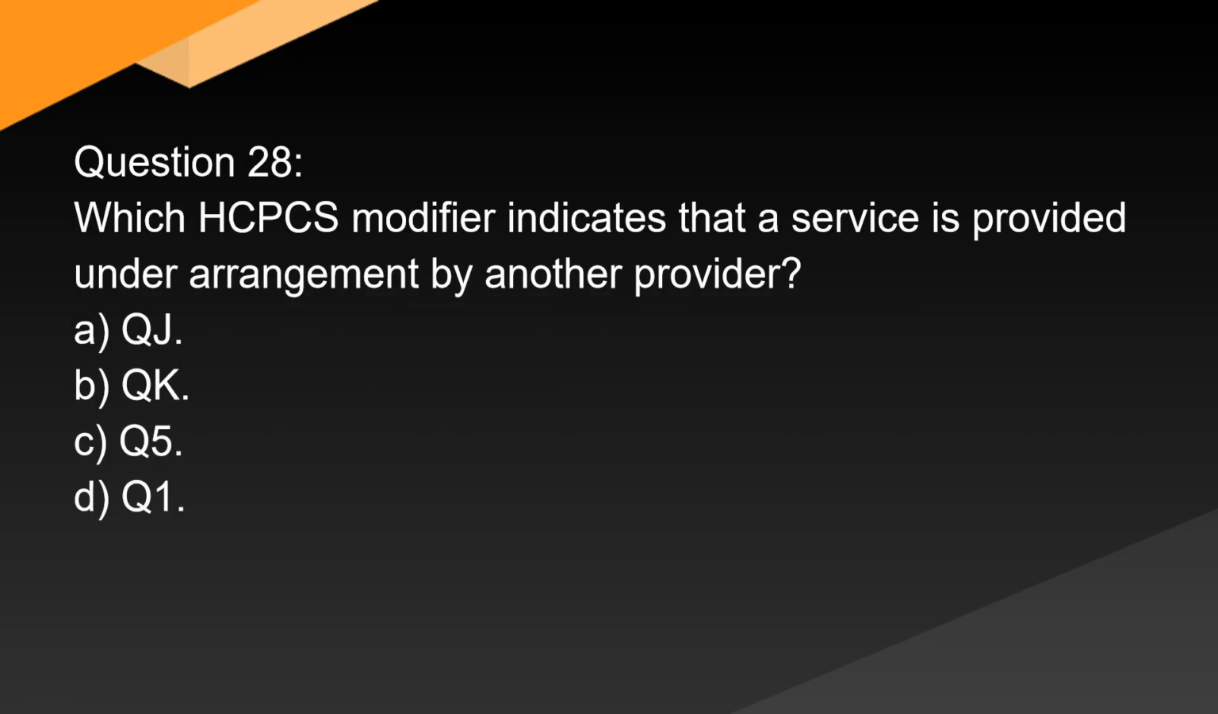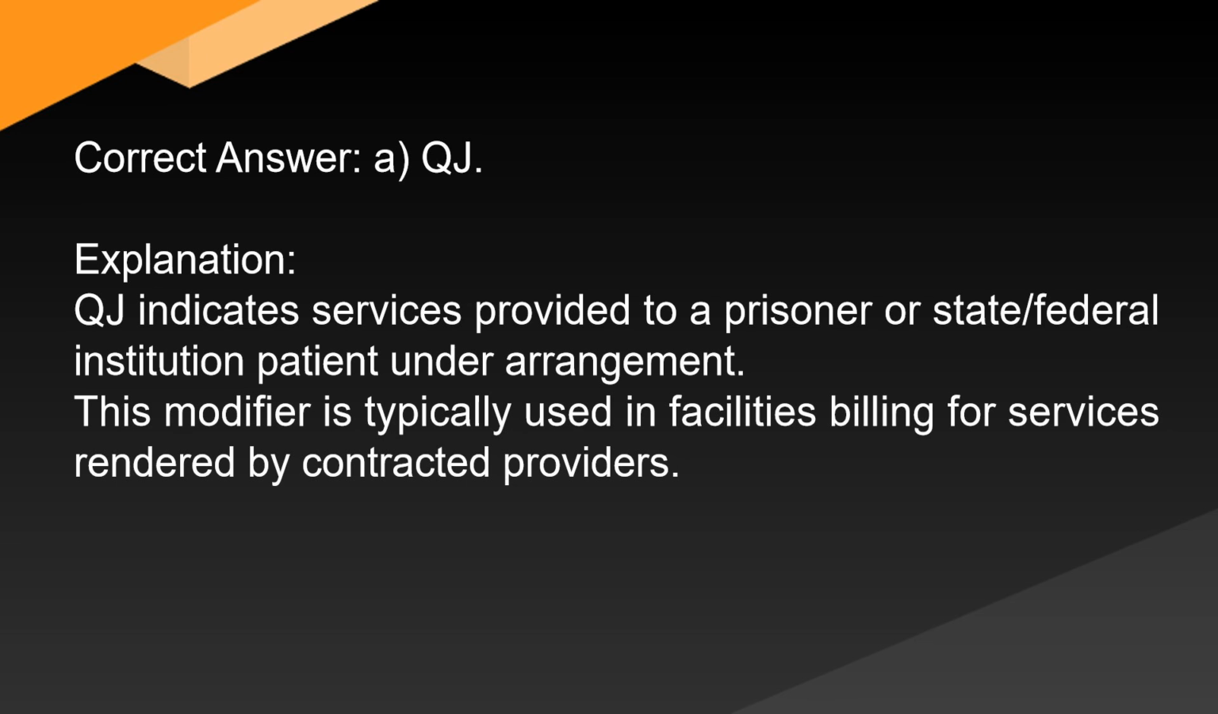Question 28. Which HCPCS modifier indicates that a service is provided under arrangement by another provider? A. QJ, B. QK, C. Q5, D. Q1. Correct answer, A. QJ. Explanation: QJ indicates services provided to a prisoner or state federal institution patient under arrangement. This modifier is typically used in facilities billing for services rendered by contracted providers.